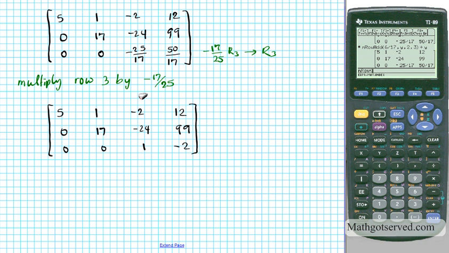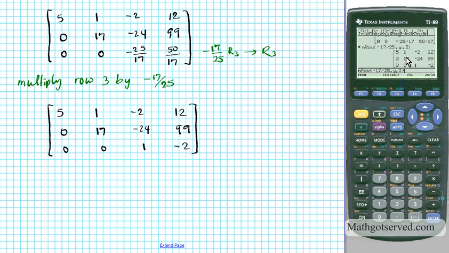All right, so multiply. We're gonna multiply row 3 by negative 17 over 25. Remember the syntax. You enter the expression you're multiplying by, which is negative 17 divided by 25. You enter the name of the matrix, y, and the target row, row 3. Enter. Bam. You see what we have? That's exactly what we have.